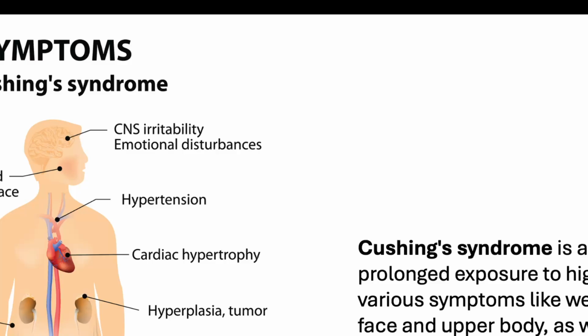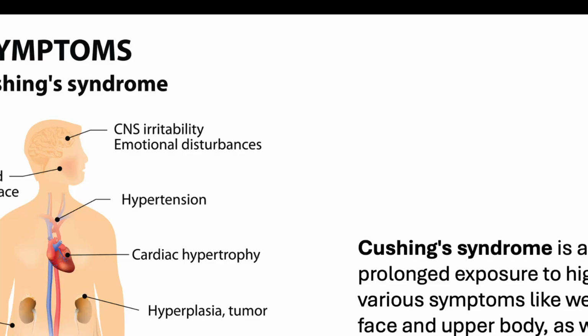What is Cushing's syndrome? Cushing's syndrome is a hormonal disorder caused by prolonged exposure to high levels of cortisol, leading to various symptoms like weight gain, especially in the face and the upper body, as well as other metabolic and physical changes like CNS irritability, emotional disturbances, red and round face, excess cortisol from the adrenal glands, hypertension in the blood veins and the arteries, cardiac hypertrophy, hyperplasia, tumor in the adrenal glands, purple striae, obesity, fat deposition on abdomen and back of the neck, osteoporosis, weakening of the bones, muscle wasting, and skin ulcers.